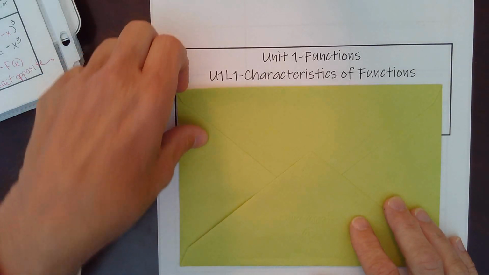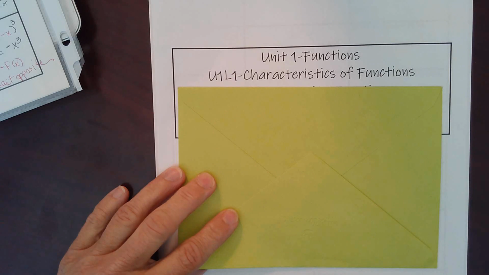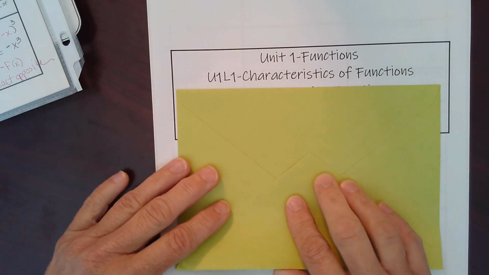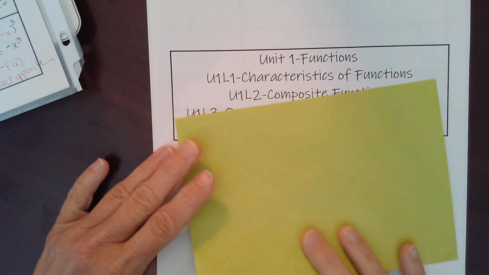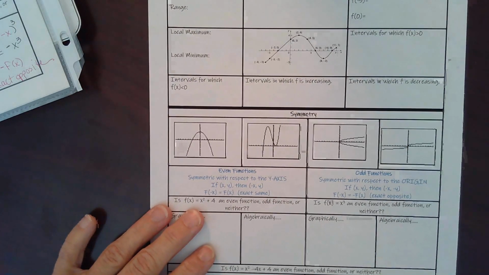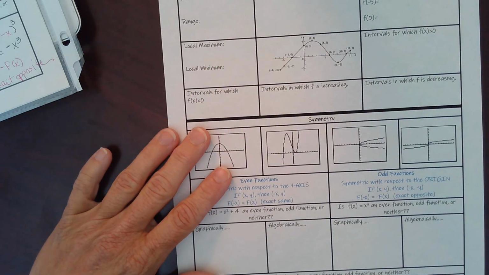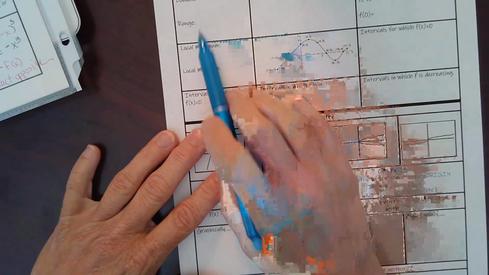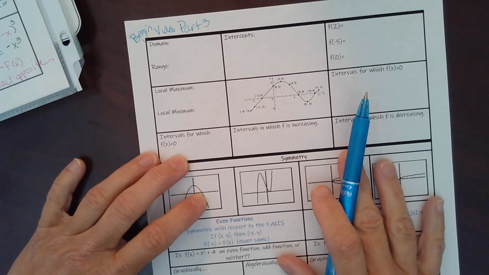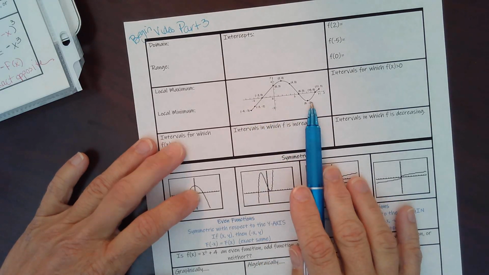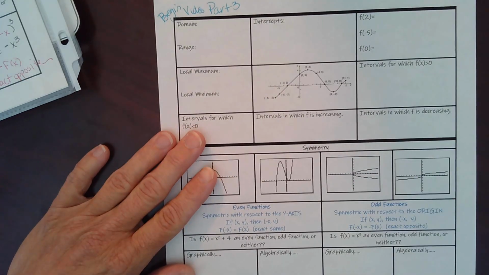Okay, this is part 3 of lesson 1. We're going to wrap up lesson 1, the videos for lesson 1 and characteristics of functions. And so hopefully you have gone ahead and identified all the pieces for this function. And we'll go ahead and do this to see how you did.